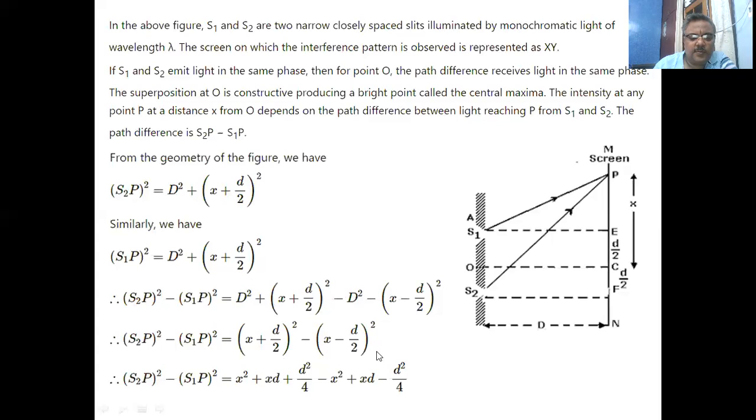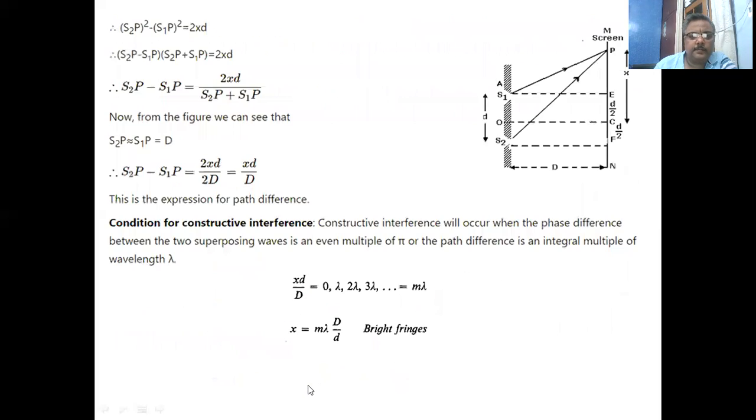Now we open these brackets. These two will be cancelled. This also will be cancelled. So we'll be left with 2xd. This is 2x. Now we expand the left hand side. We take this quantity down to the denominator.